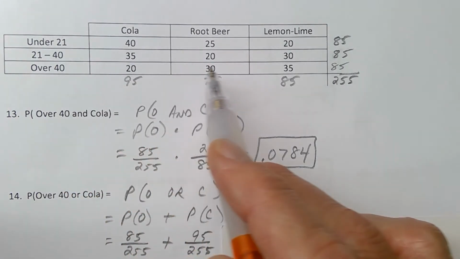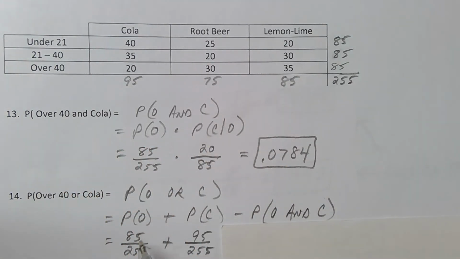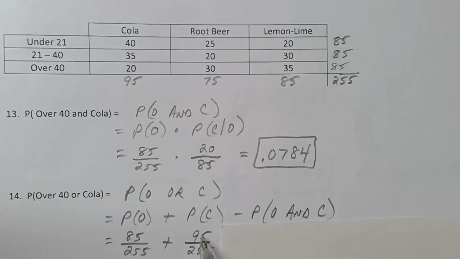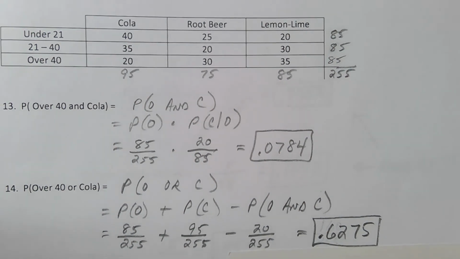We counted them with the over 40 probability right here, in that 85. And then we also counted them in the cola probability, that 95. So we counted these 20 people here and here. All right, we double counted. So we got to take out the extra count. So we got to take out 20 because we counted them twice. There are 20 people who are both over 40 and like cola, and we accidentally counted them twice.